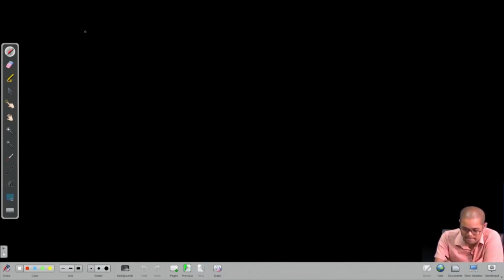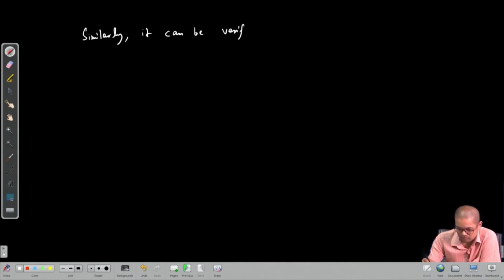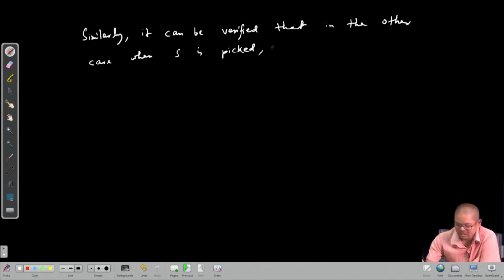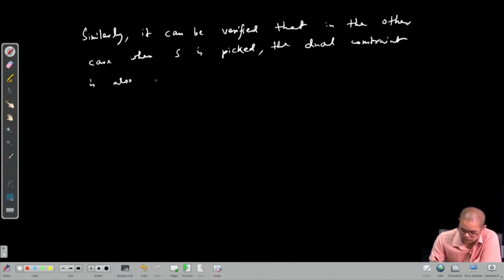Similarly, you can check that in the other case, when S is picked, the dual constraint is also satisfied. Okay, so this shows that this is a dual feasible solution.